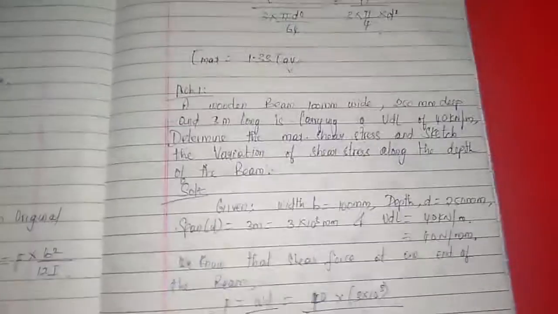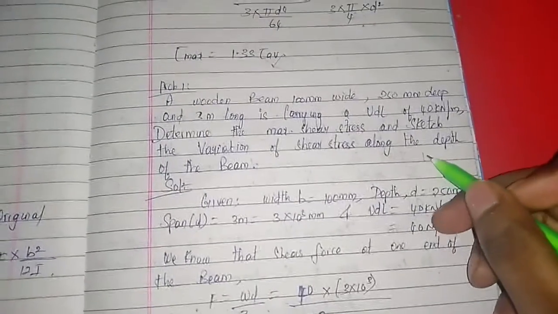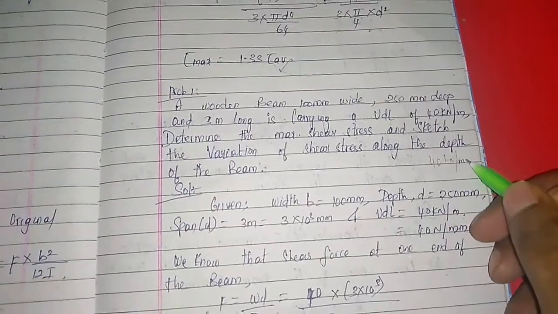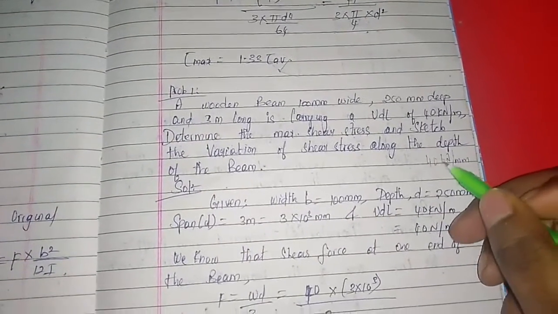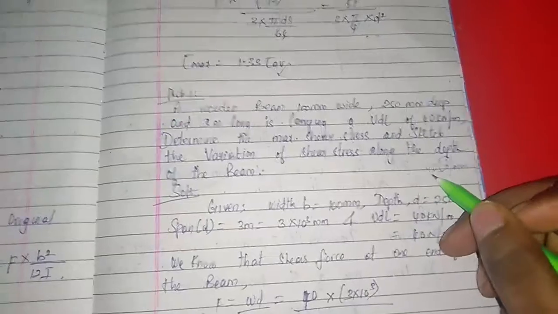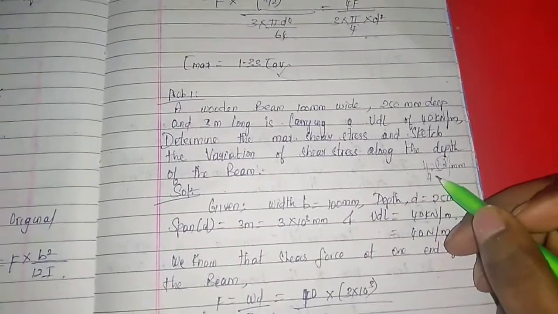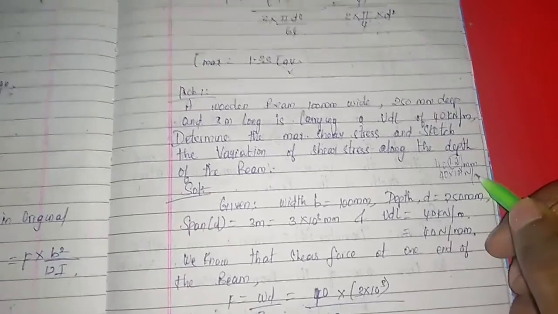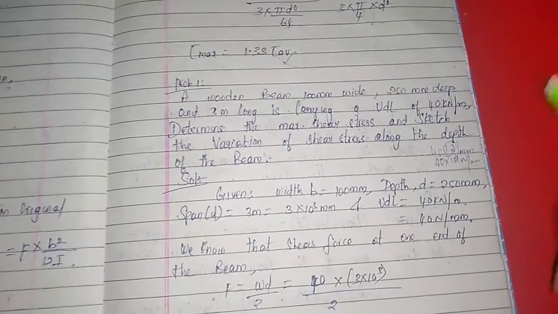Suppose sometimes they give it like this, 40 kilonewton per millimeter. If they give it like this, you should convert kilonewton to Newton. That is, 1 kilonewton is 10 to the power of 3 Newton. So 40 into 10 to the power of 3 Newton per mm. You understand? You should convert everything.